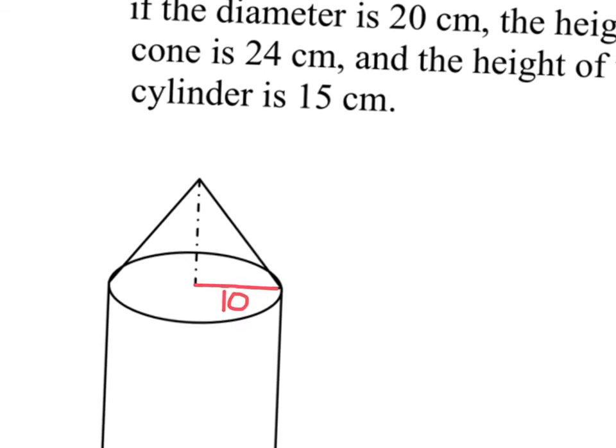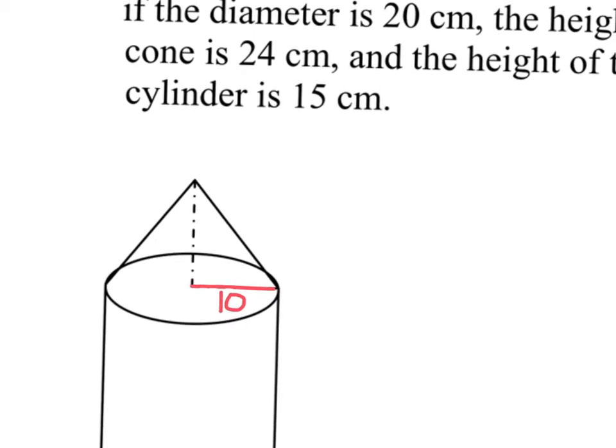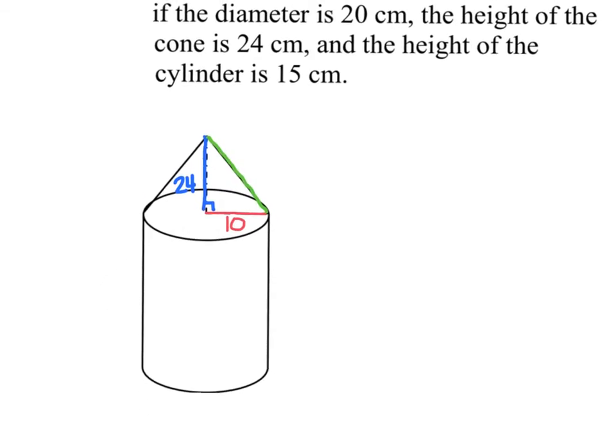Then it says that the height of the cone is 24. Guys, it does not say slant height. It just says the regular height. Remember, regular height is straight up and down. That's 24. So we need to figure out the slant height, because in a cone, we need the slant height for the formula. That's something we're going to do in a minute. First, let's label the height of the cylinder, which is 15.